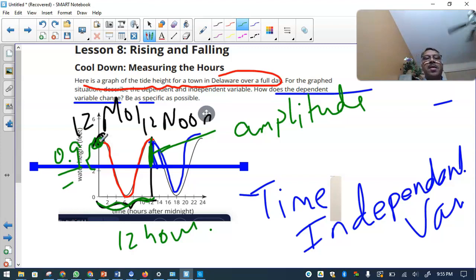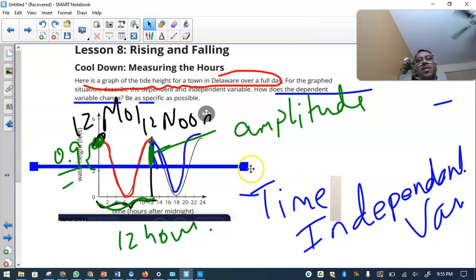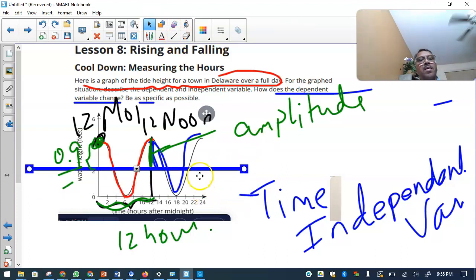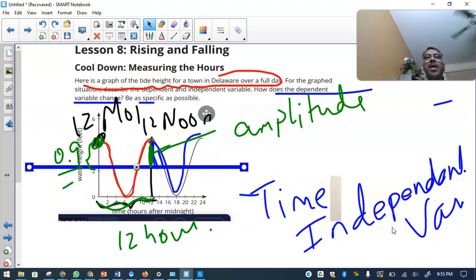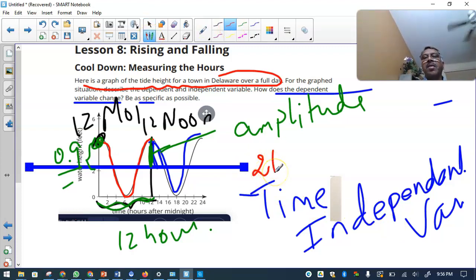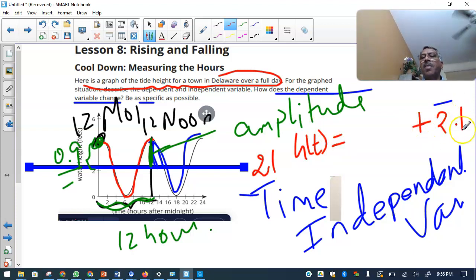And this is the one. The midline is halfway between the minimum and the maximum. Maybe it is 2.1, I don't know. So you try to create a height function depending on t, using the midline as about 2.1, and the amplitude is about 0.9.